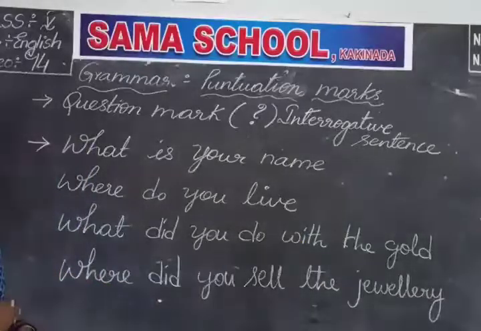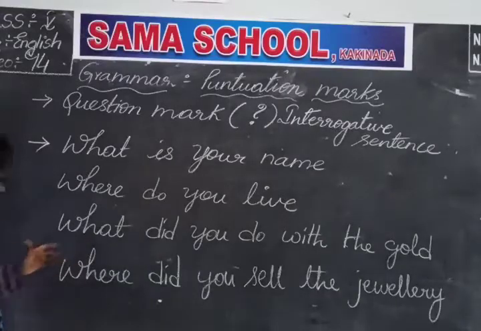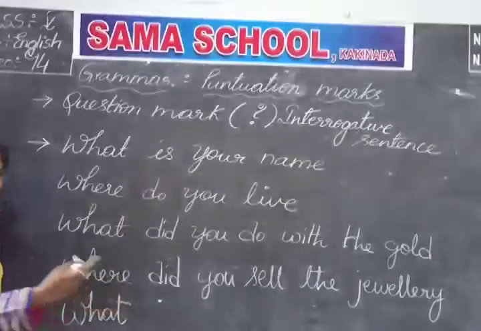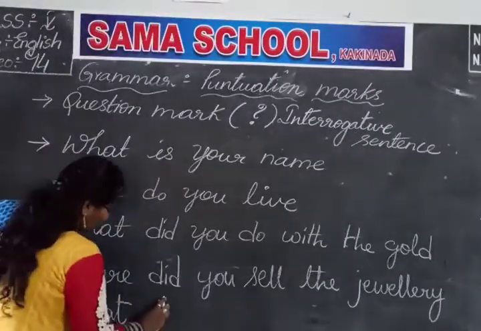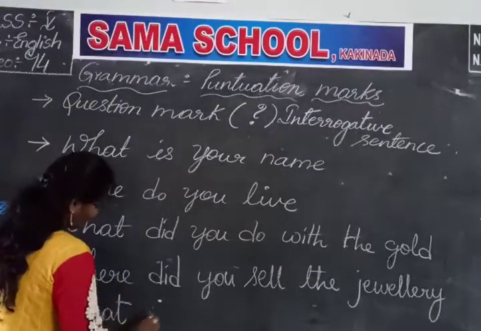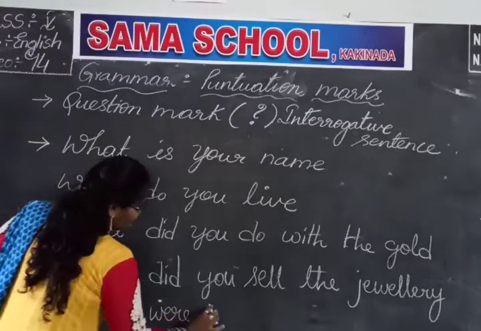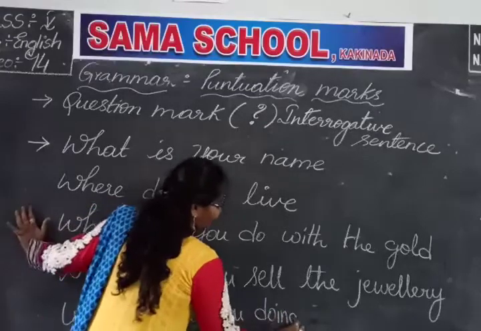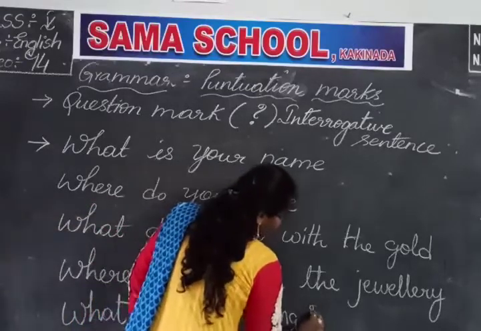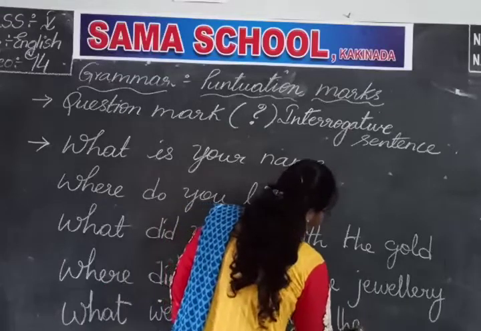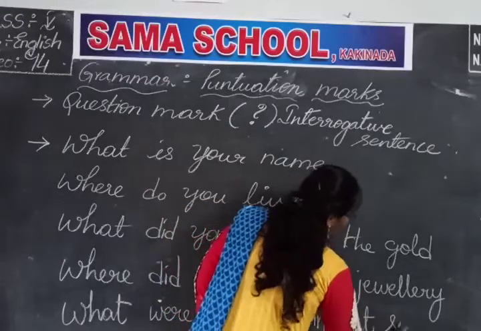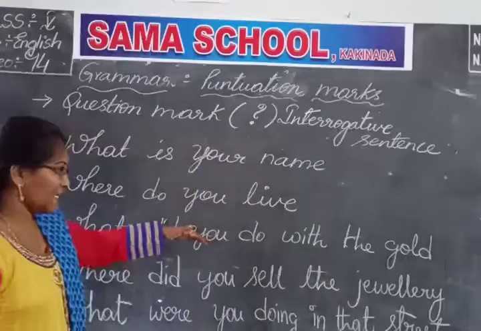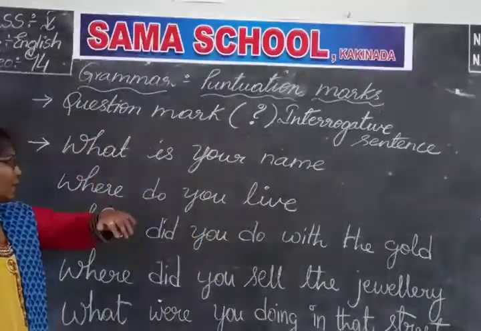Like this, they will go on questioning, isn't it? What were you doing at 11 o'clock? Maybe the theft took place at 10 o'clock or 11 o'clock. What were you doing in that street? Some sort of question they will ask. So here, these are some interrogative questions. The police asked the questions to the thief. Okay, what is the question?